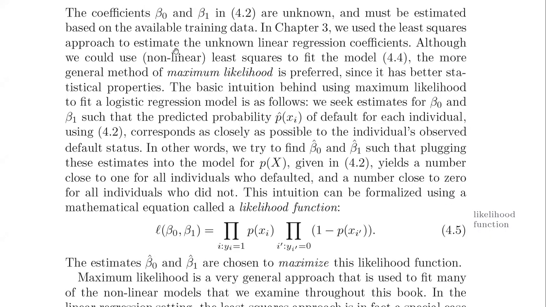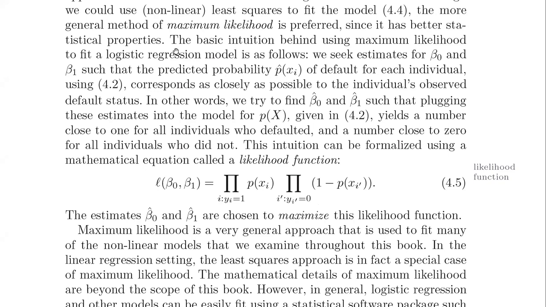The more general method, which we're probably going to use beyond this chapter, is maximum likelihood. Heads up, in my experience, this is extremely important for your actuarial exams, for university, and in real life, of course. It's preferred since it has better statistical properties. I think we're going to look at things like the bias in the estimator.